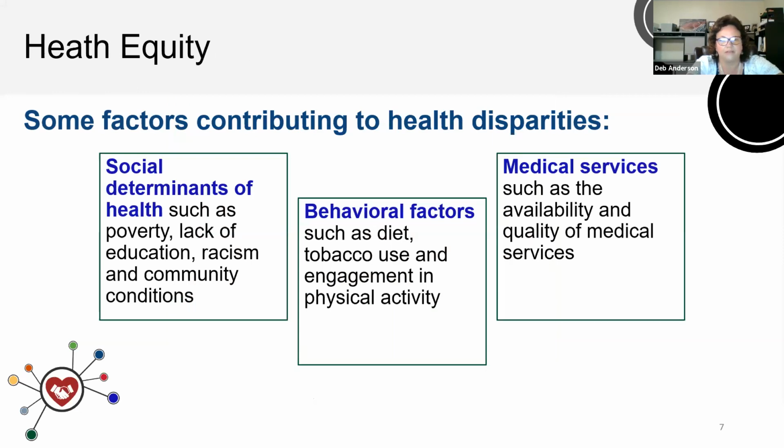We also talk about the factors contributing to health disparities or health equity. Again, we'll be talking a lot about the social determinants of health, such as poverty, lack of education, racism, or community conditions. We know that medical services, especially in our rural and frontier areas, are an issue when we're looking for access to quality medical services. And what we learn through chronic disease prevention is that behavioral factors, such as diet, tobacco use, and engagement in physical activity, are major players in health as well.